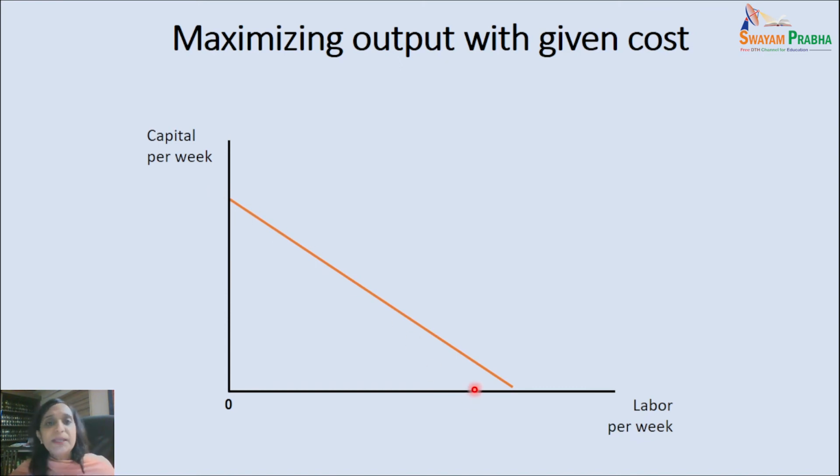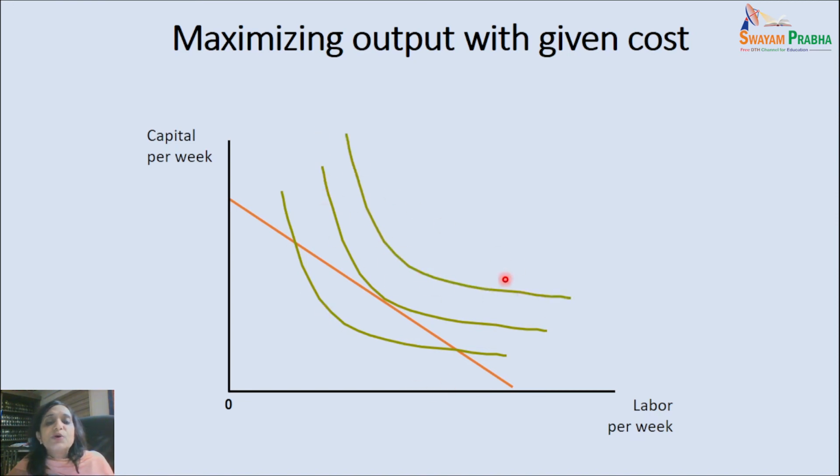The condition will still remain the same, that is the tangency between the highest possible isoquant and the given isocost line. So we will superimpose various isoquants. Each isoquant represents a different level of production or output. Let us say Q1, Q2, Q3 are the various levels of output, and you wish to know the maximum level of output I can produce with this given cost.